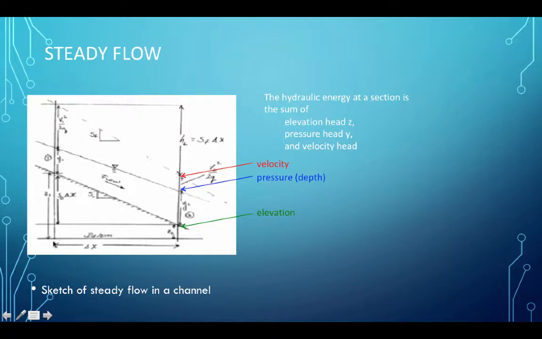The distance between these two sections is drawn here as delta x. We'll see that again when we do the gradually varied flow. And if we were to take section 2 as a reference point, the change in elevation between section 1 and section 2 is going to have a magnitude equal to the bottom slope S sub 0 multiplied by the station distance delta x.